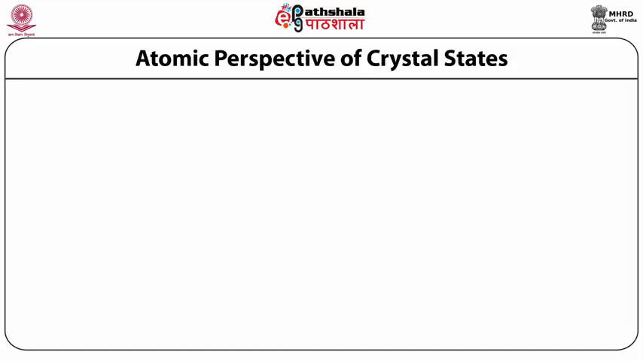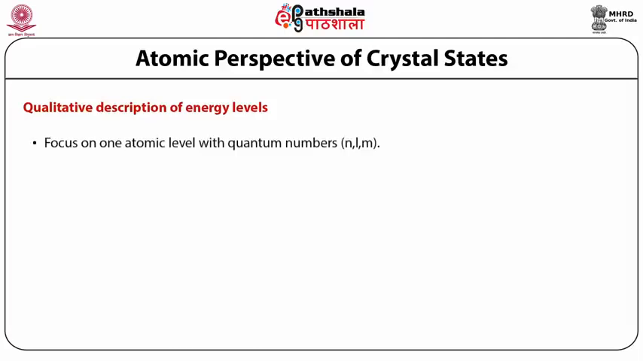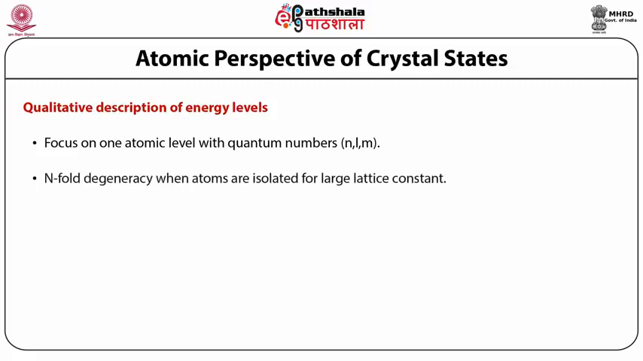Based on these considerations, the following qualitative description of energy levels emerges. Let us focus on one atomic level with quantum numbers n, l, m. For large enough lattice constant, where atoms can be regarded as isolated, the level in each atom has an identical value, so we have an N-fold degeneracy. As atoms come closer, the wave functions spread and this degeneracy is lifted, as will be shown in the next few slides. This results in a band of energies containing closely spaced N levels.